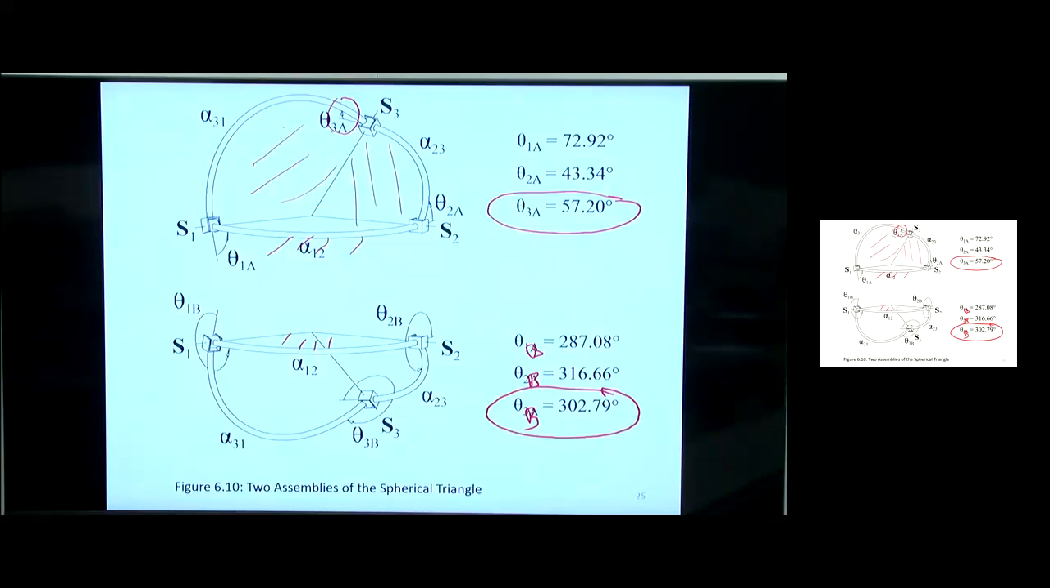But I drew it here as if it was the angle between the planes, the plane here and the plane here. I put the theta up there. So here's the case where we drew it where the theta was 57.2. And then here's the case where the theta was measured. Again, you put your thumb along S3 and sweep from A23 to A31, which are not drawn here, but you would get this 302-degree case.